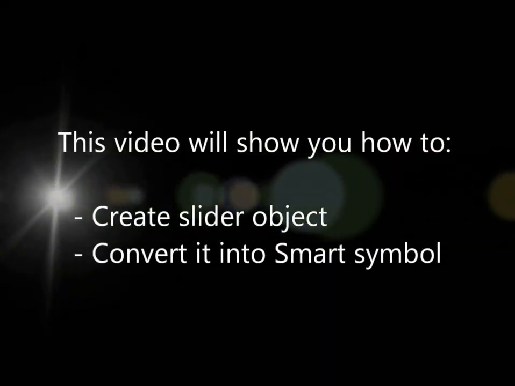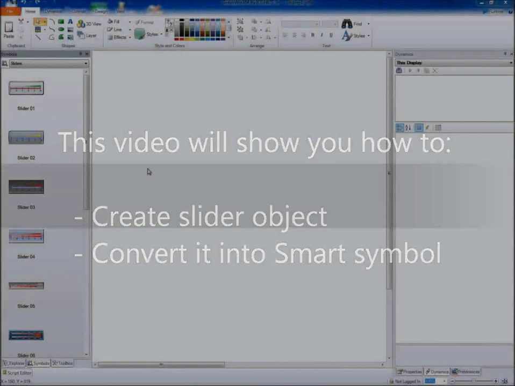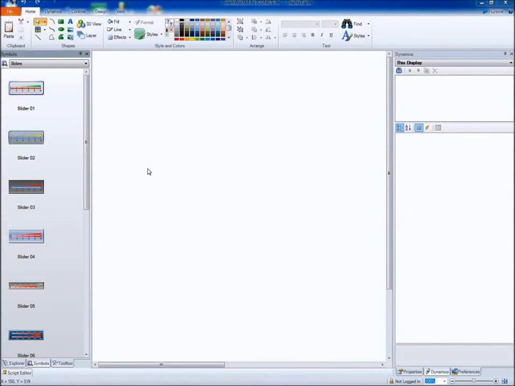This video discusses how to create an interactive slider object and how to convert it into a smart symbol for fast deployment. A slider is a very common object you may want to use in your application, and although the symbol library provides some sliders ready to use that you can just take and drop on your GraphWorX display, it is not hard at all to create a slider from scratch. In this video I will show you how you can do that.